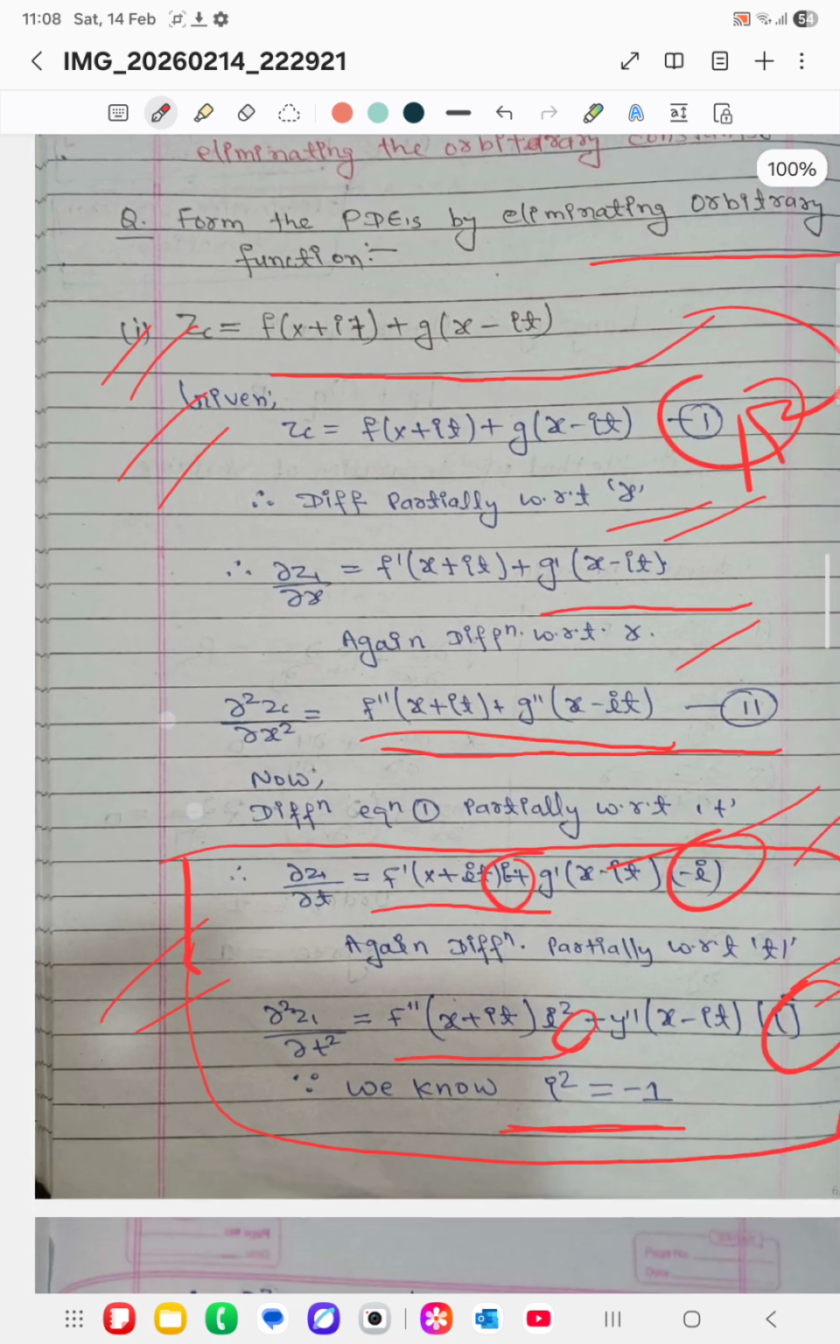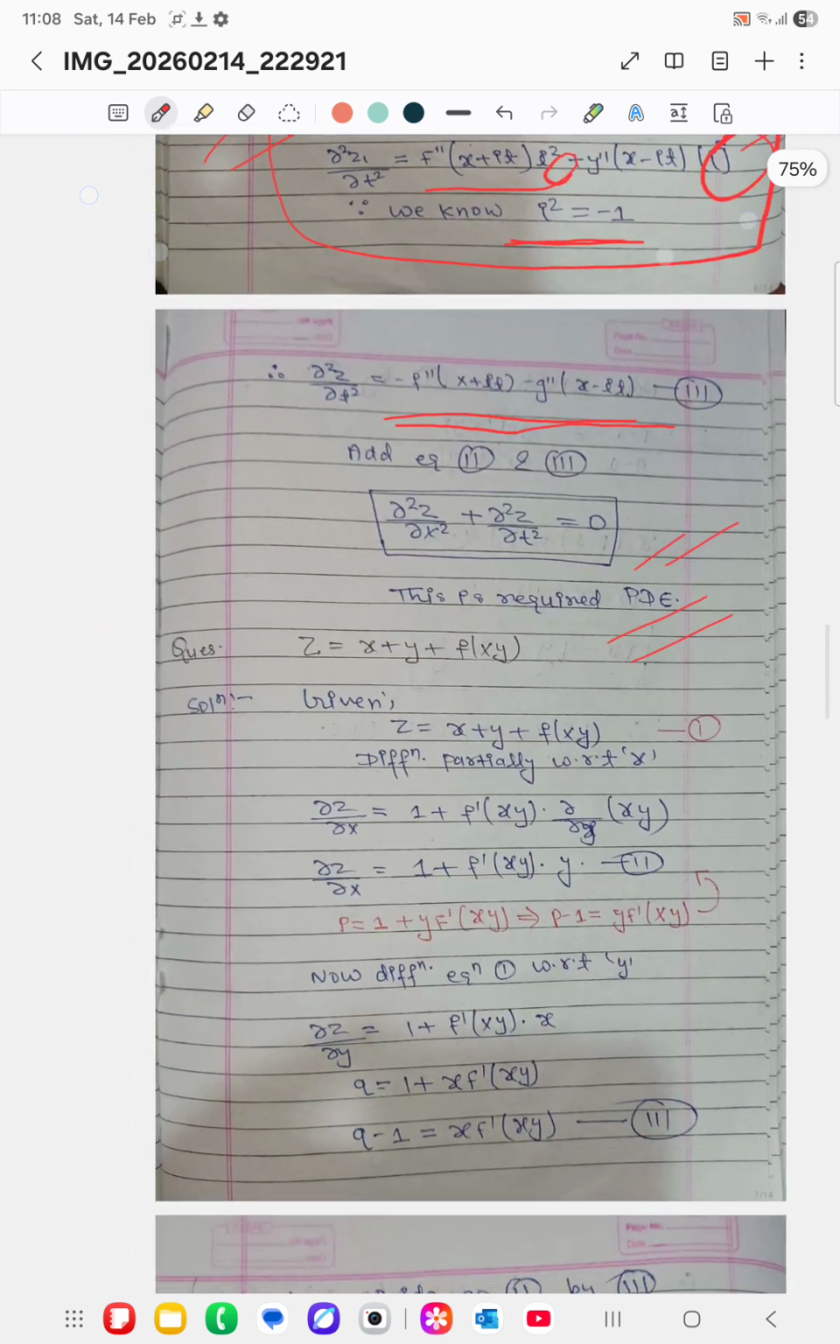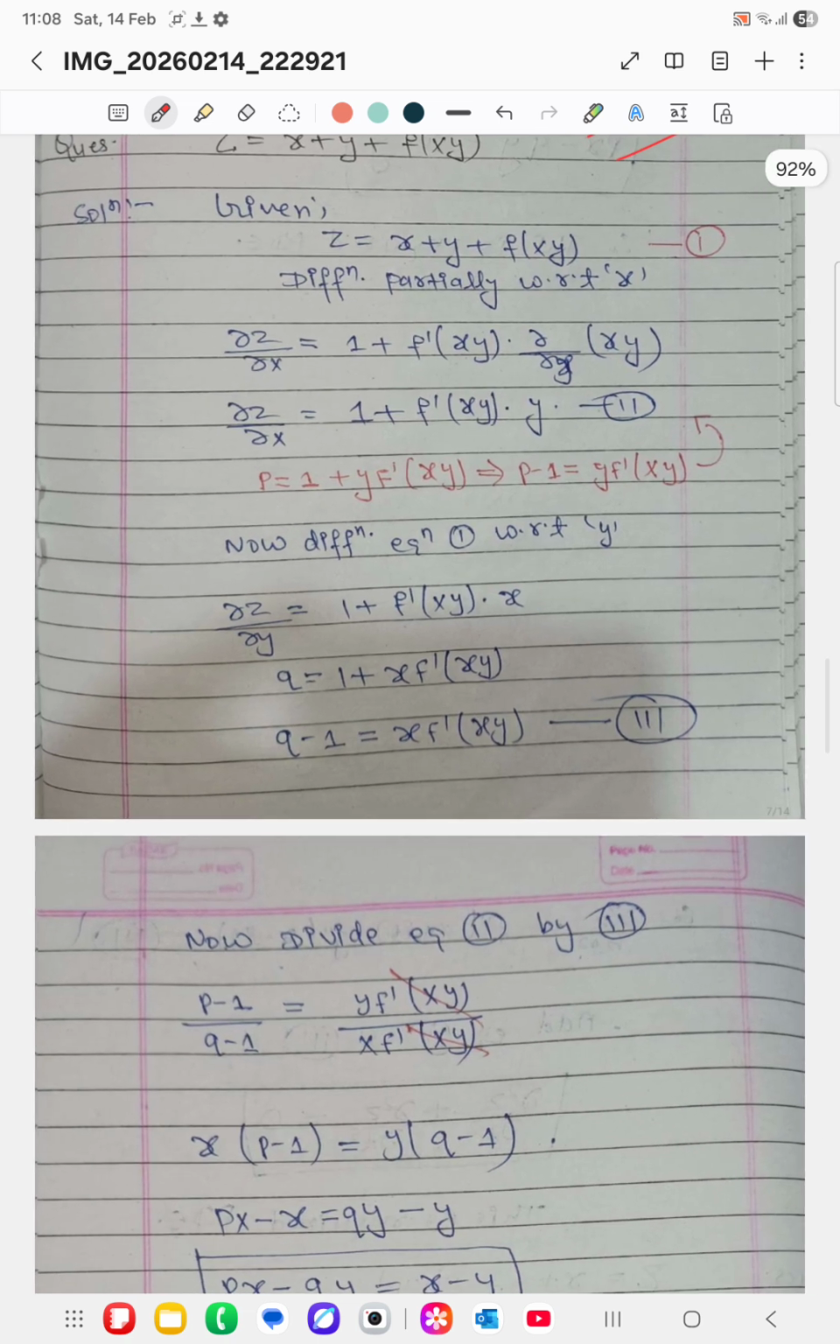So here you see how simply we solved this question. Let us see question number second. Here the function is z equal to x plus y plus f of xy. Here f of xy is undefined, we don't know f of xy, so we keep it as it is. So the given function is z equal to x plus y plus f of xy, and consider this as equation first.